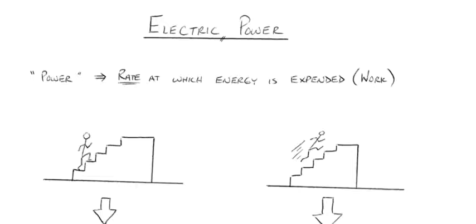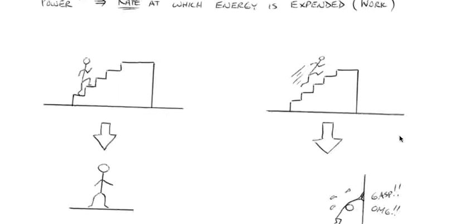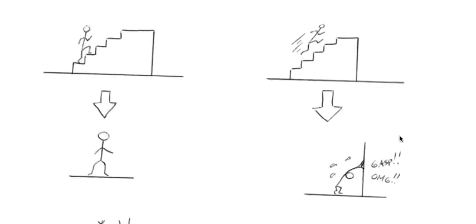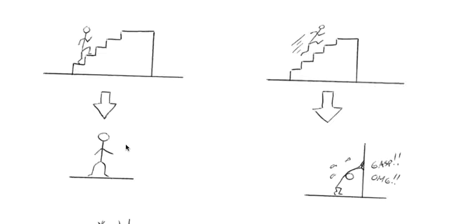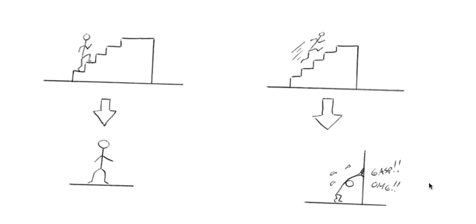To visualize power, you just need to think about two situations: one where you walk up a flight of stairs, and one where you run as fast as you possibly can. You will probably notice that in one of these situations, when you get to the top, you're fairly relaxed, you're not out of breath. In the other one, you're probably out of breath, you're sweating. And that begs the question, what is the difference here?